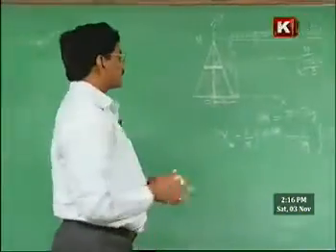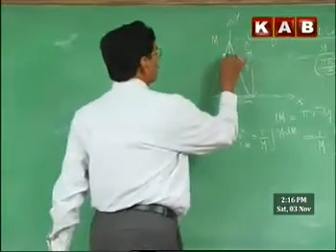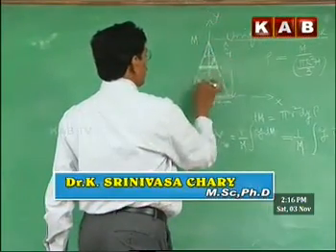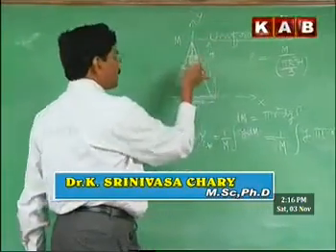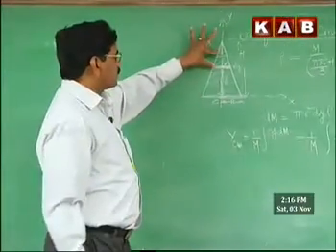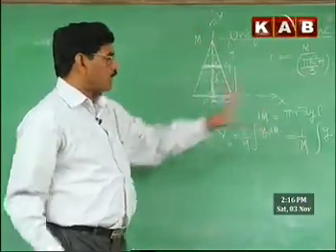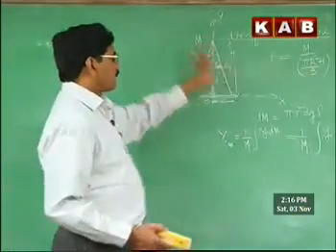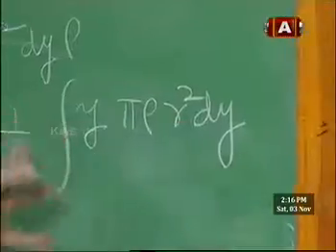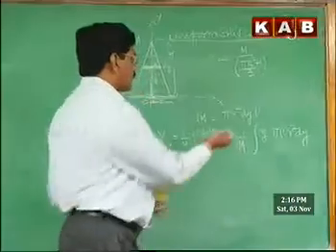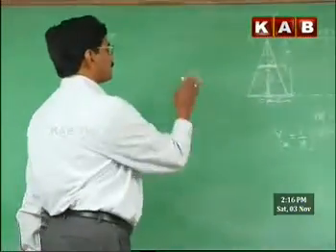But r is not the same for all the discs. When I choose a disc here, the radius is small. When I choose a disc here, the radius is bigger. So when I choose different circular discs, they will have different radii. Therefore, r is a variable. We have two variables here, but for integration we need only one variable. We have to convert r into y, a single variable.